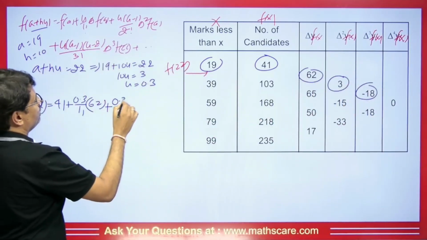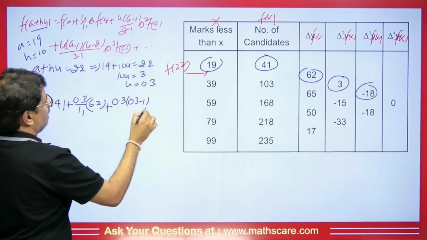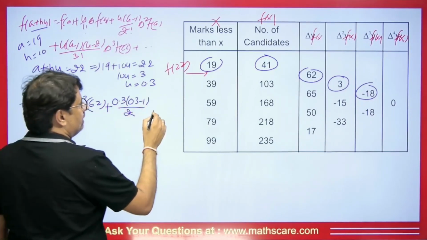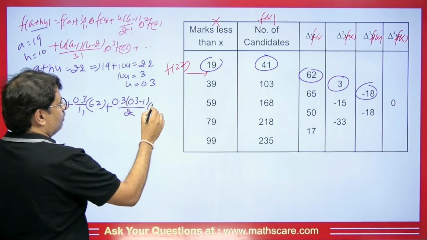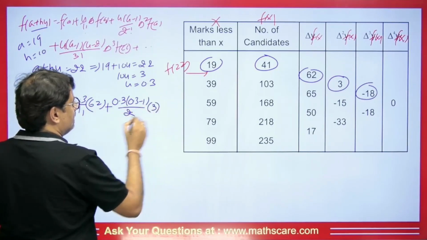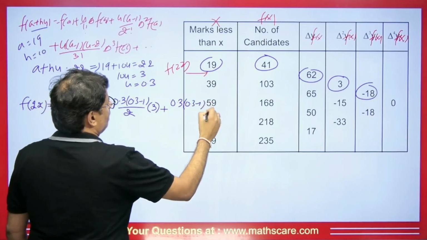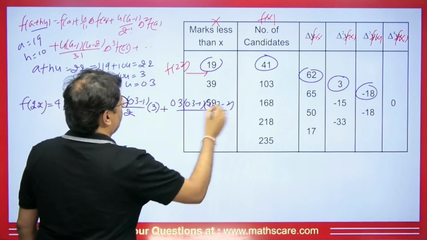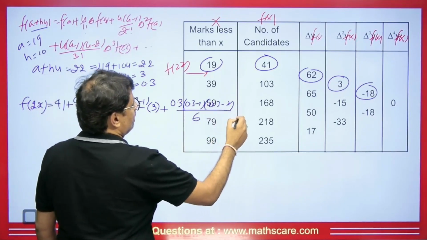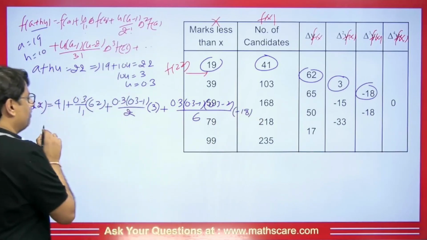Students, next will come 0.3 and 0.3 minus 1 upon 2 factorial, that is 2, and this is the value which we have here. What will it be? It will be 3. Plus, students, let me write this down. So it will be 0.3 and 0.3 minus 1, 0.3 minus 2 divided by 3 factorial, means 6, into here we have minus 18.